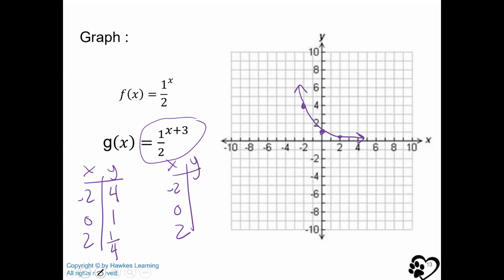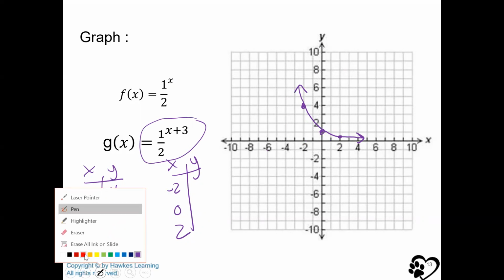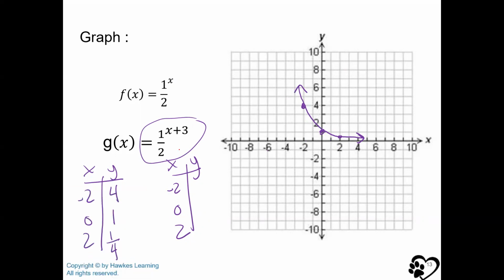So the second one's going to look like the first one, but it's going to be transformed. It's going to be a little transformation. All right, so -2 plus 3 is 1, right? So 1/2 to the first power is 1/2. 1/2 to the 0 plus 3, 0 plus 3 is 3. So 1/2 to the 3rd power is 1/8.